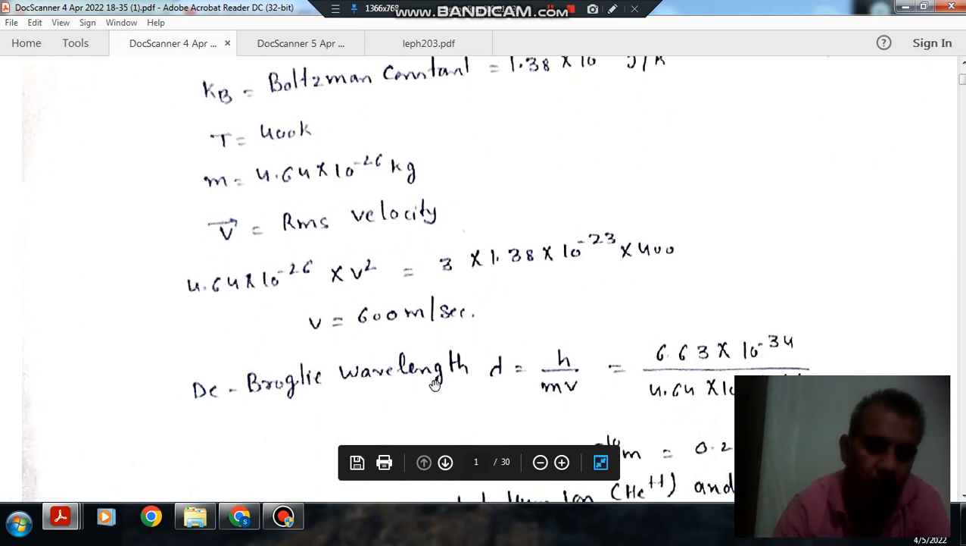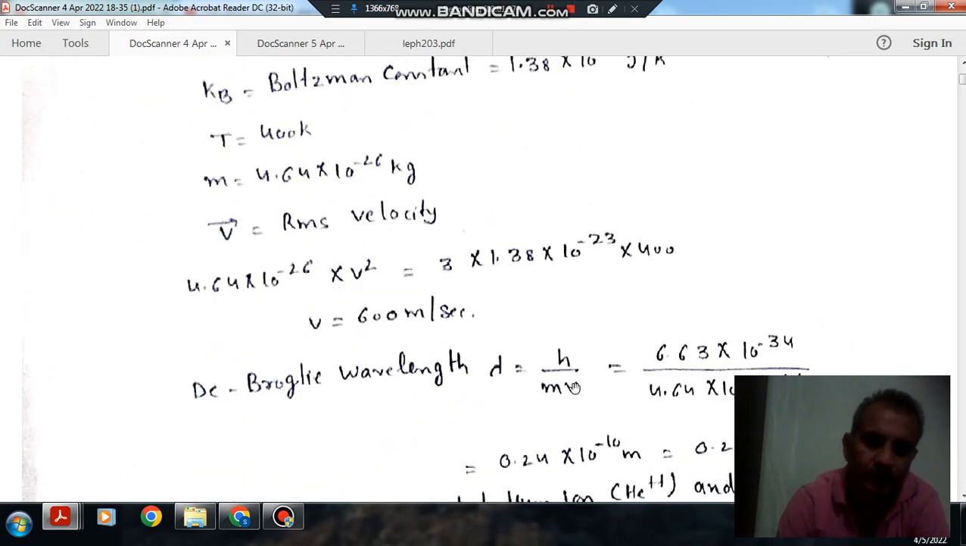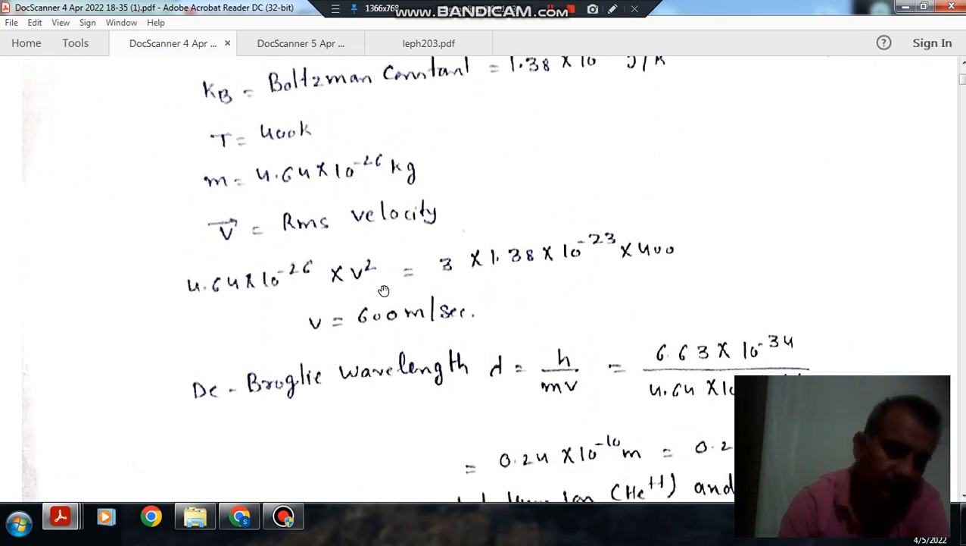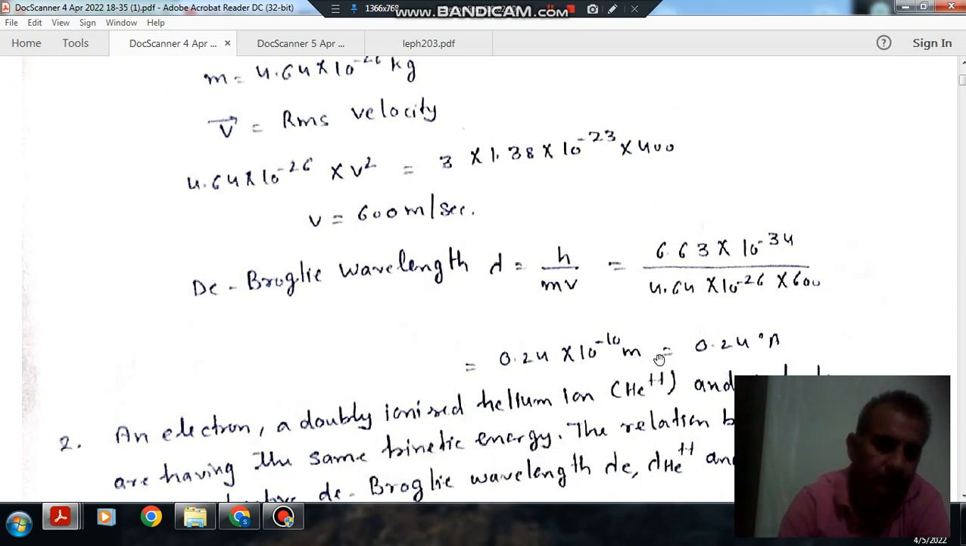Now we know that the de Broglie wavelength lambda is h by momentum, where h is the Planck constant and momentum is mv. So h is 6.63 into 10 power minus 34, mass is 4.64 into 10 power minus 26, and velocity we have found by equating the kinetic energy and the thermal energy. So velocity is 600 meter per second, and from this we find 0.24 into 10 power minus 10 meter, the de Broglie wavelength, or in terms of angstrom it is 0.24 angstrom.